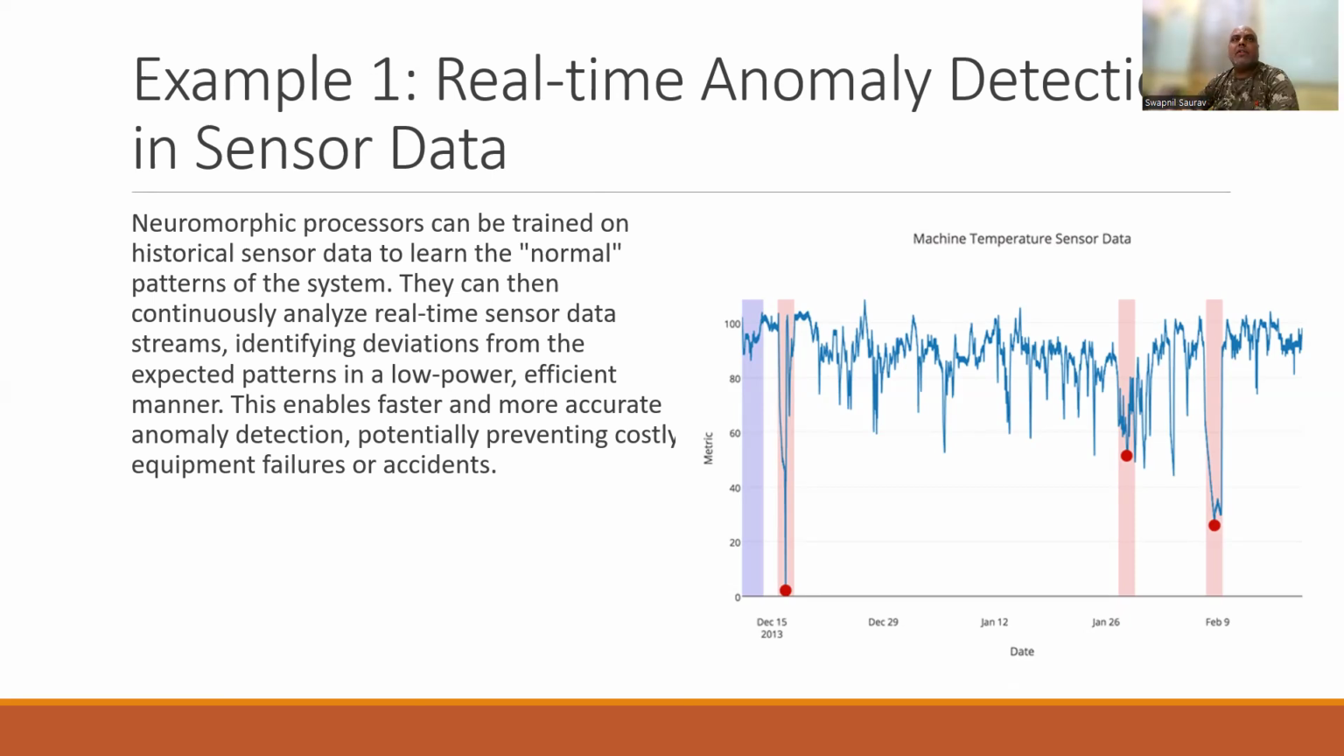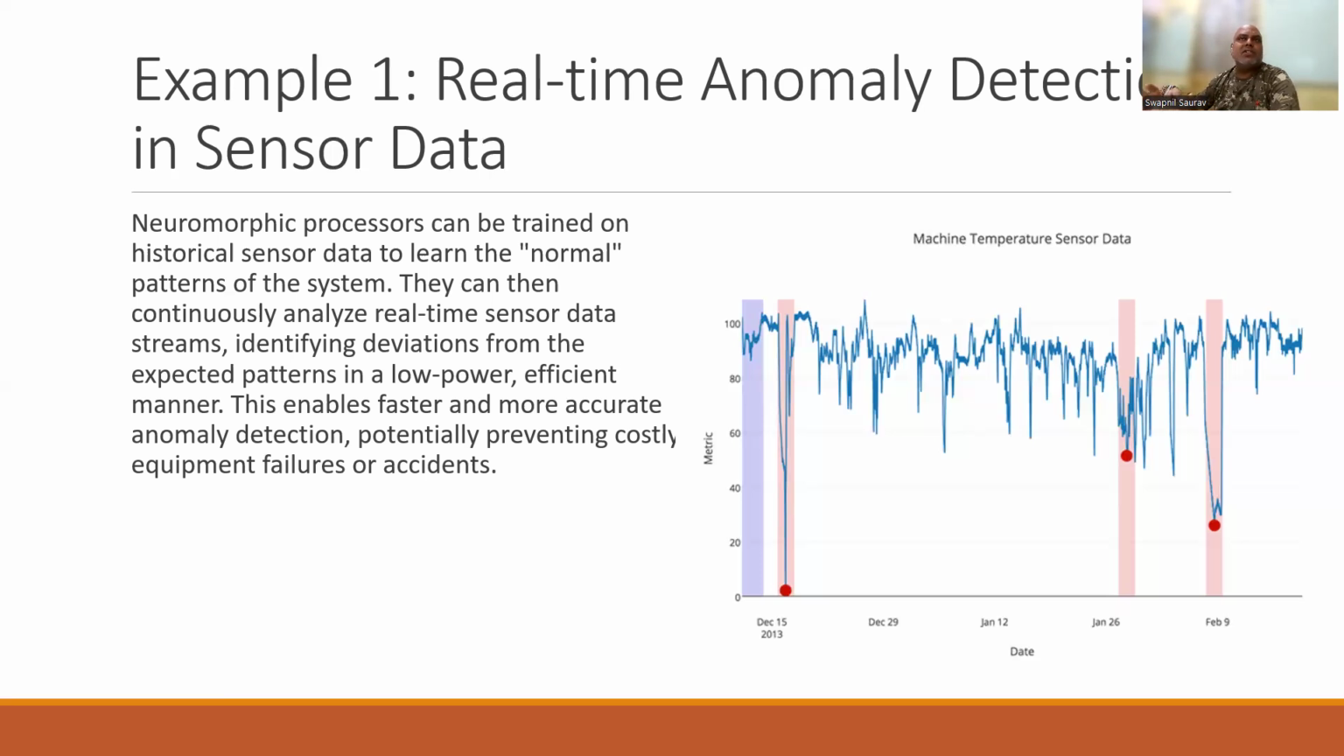Traditional methods for anomaly detection in sensor data often rely on complex algorithms and powerful computing resources. However, with the increasing volume and velocity of sensor data, these methods can become inefficient, especially for real-time applications. Neuromorphic computing offers a promising alternative for addressing this challenge. Neuromorphic computing can be used for real-time anomaly detection in sensor data by mimicking the brain.